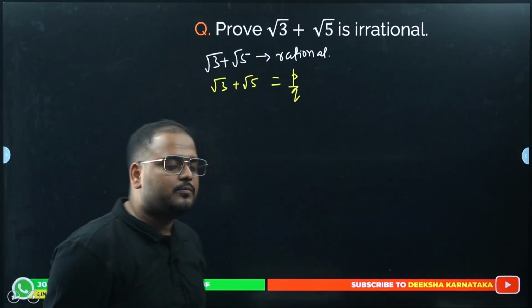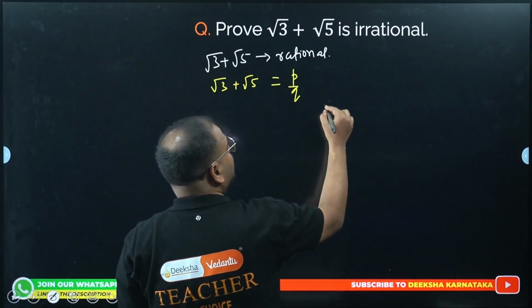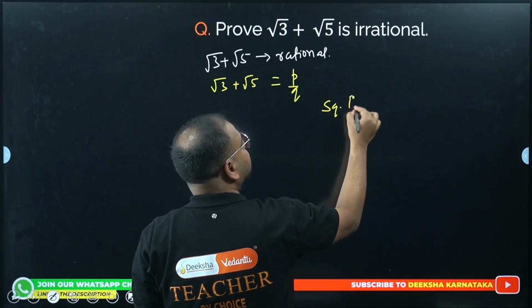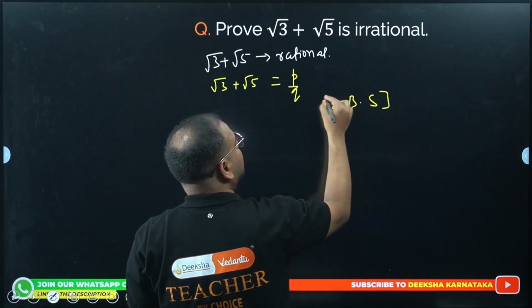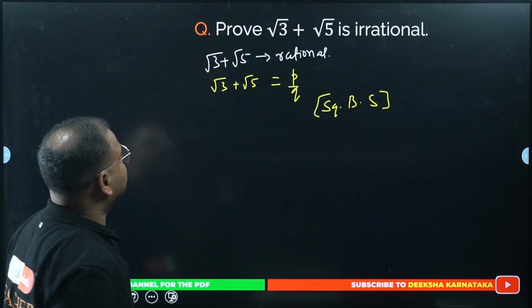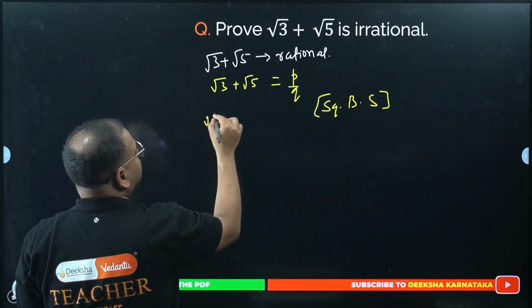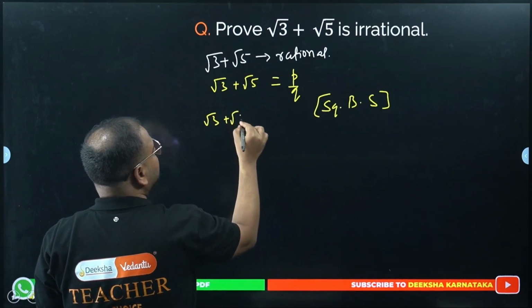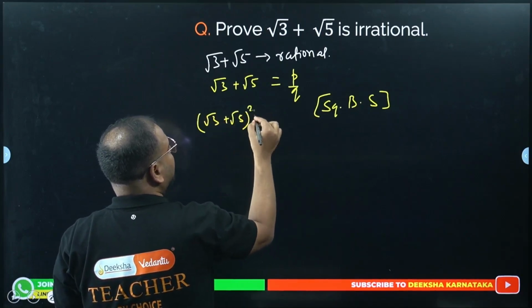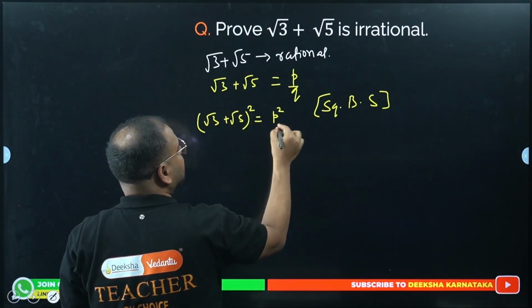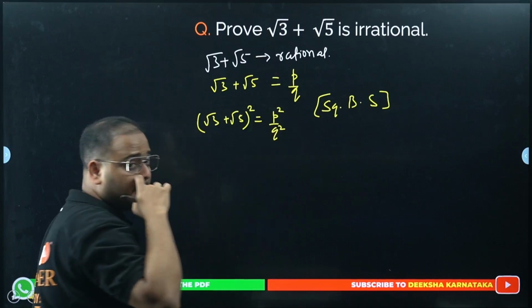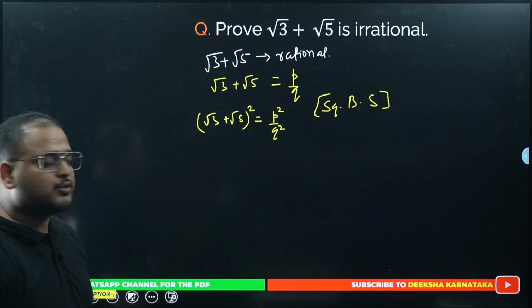So why not write now? Okay, so do it by squaring both sides. If I do that, what do I get? Root 3 plus root 5, the whole square, upon P square by Q square is there.